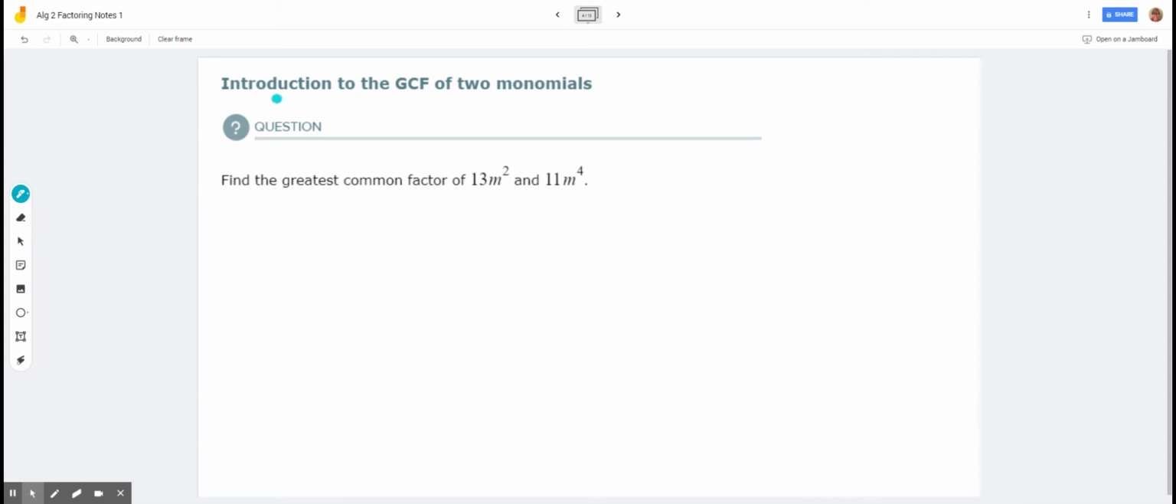Well, actually, this isn't quite factoring. This is the GCF of two monomials. So now we're looking at what is the greatest common factor between these two? So think about what they're composed of, the way we looked at it with primes.